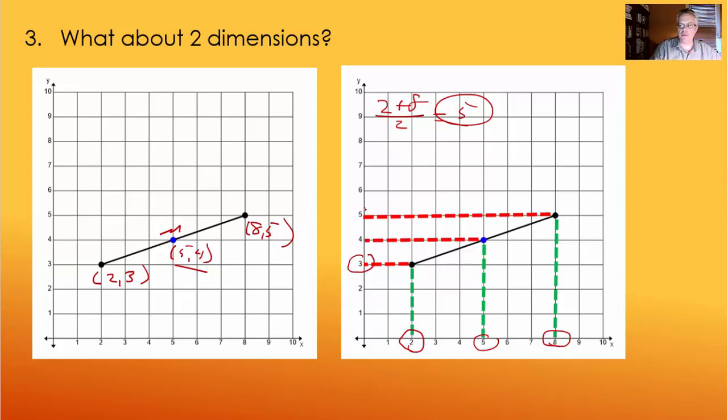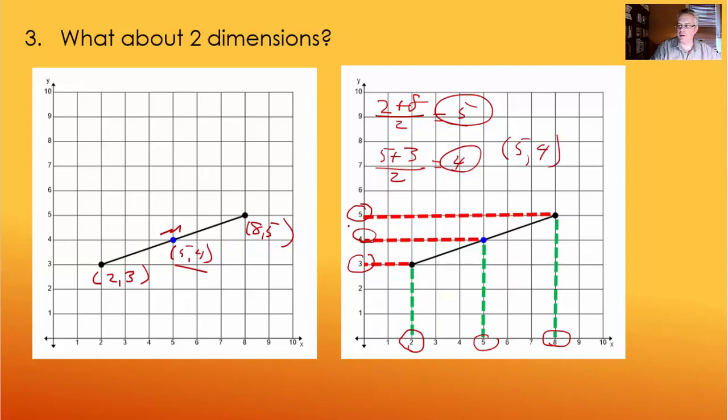This endpoint has a y-coordinate 5. The midpoint should have a y-coordinate that's halfway in between those 2 numbers. So again, we can get that by taking the average. 5 plus 3 divided by 2 is 8 divided by 2, which is 4. Sure enough, it's 4.